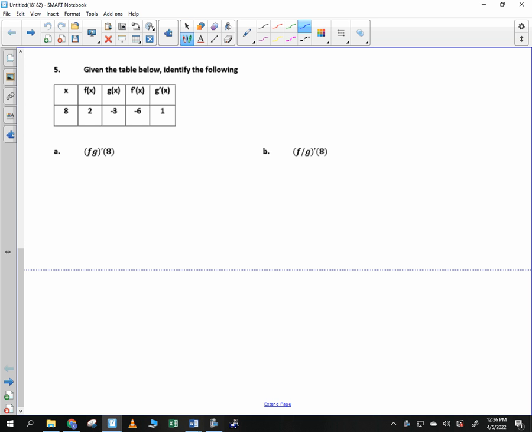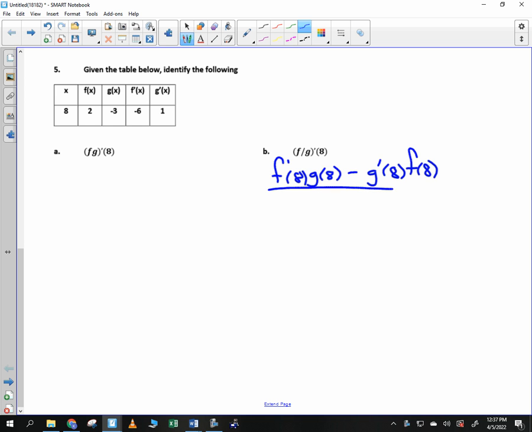Okay, how do I do letter B? Letter B says f divided by g, prime of 8. Help me out. F prime of 8 times g of 8, minus g prime of 8 times f of 8, all divided by g of 8 quantity squared. Yep, so that's what we're trying to determine. So make sure you plug in the correct values.